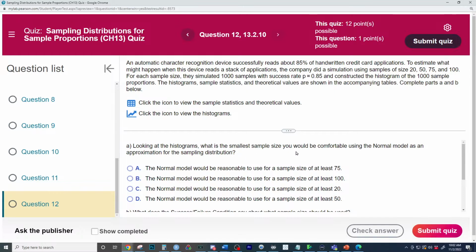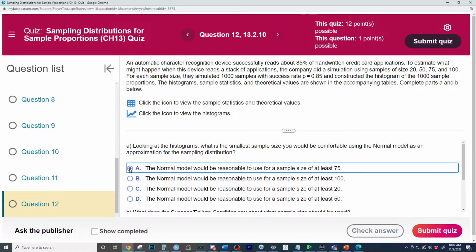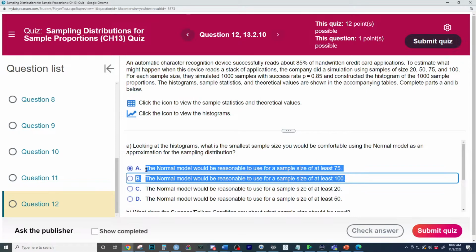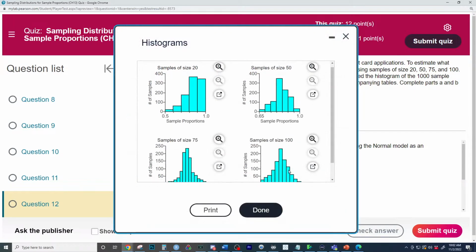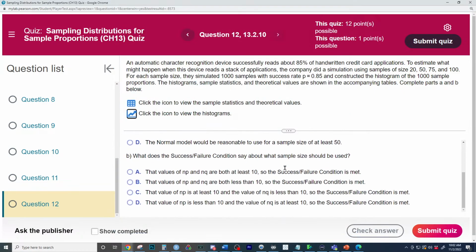Looking at the histogram, what is the smallest sample size you'd be comfortable using the normal model as an approximation? And they are talking about the success failure condition. So I would say 75. It might be 100. I'm going to be a little bit mad because this is very shady right here. If you look at the histograms, it's not 20. I'll tell you that much. Little iffy on that one.